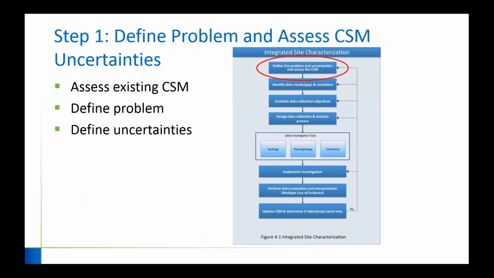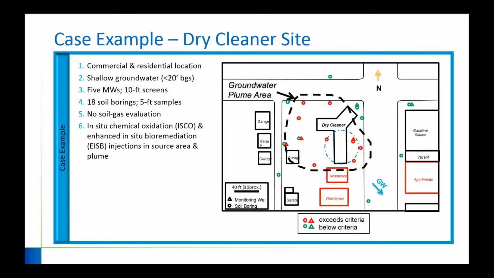Now an example site. That was a real site from members of the ITRC team that wrote this document. We like this example because it's not a big mega site that's been around for decades and decades. It's a dry cleaner site, which is probably more typical of what most of us work on. This is a groundwater plume with chlorinated solvents, and this is a summary over to the left of what the characterization had been.